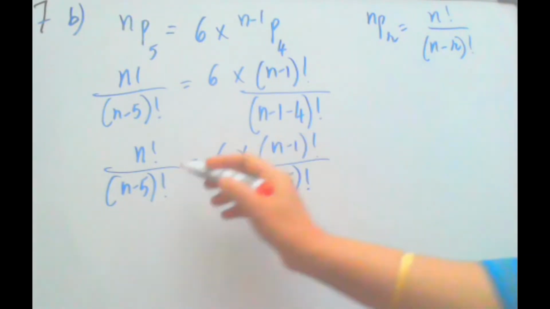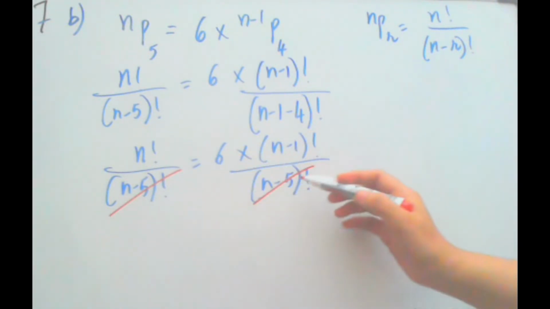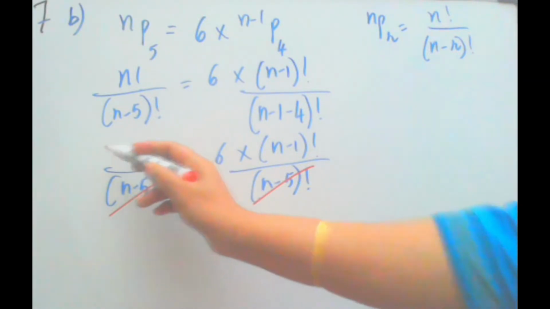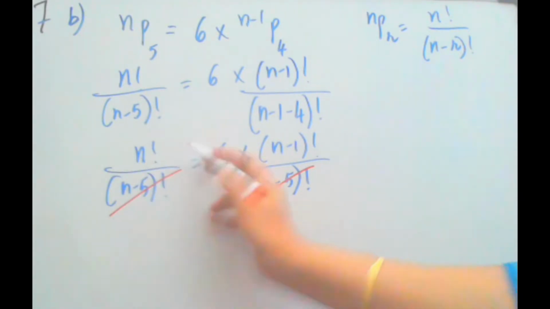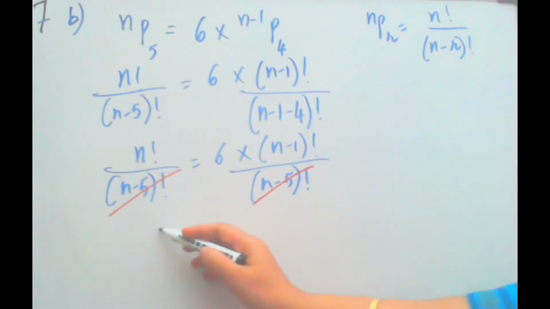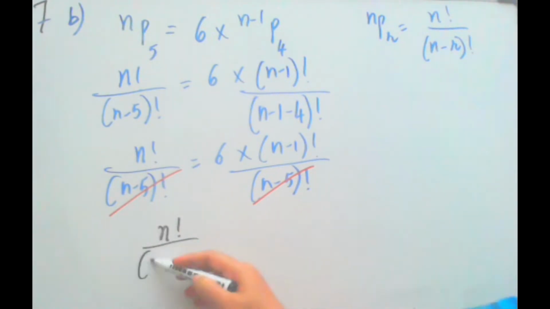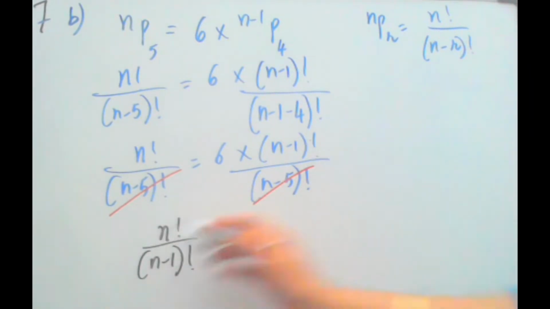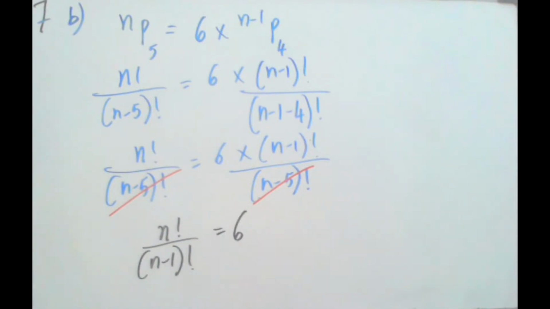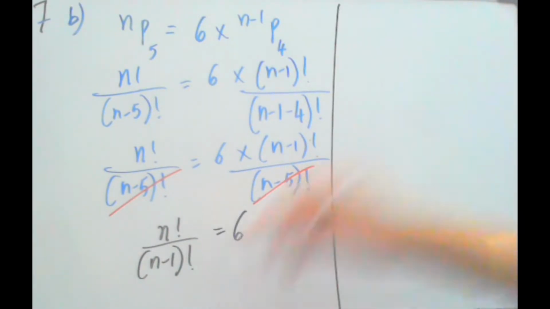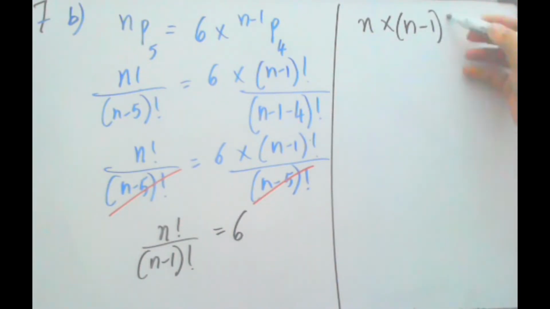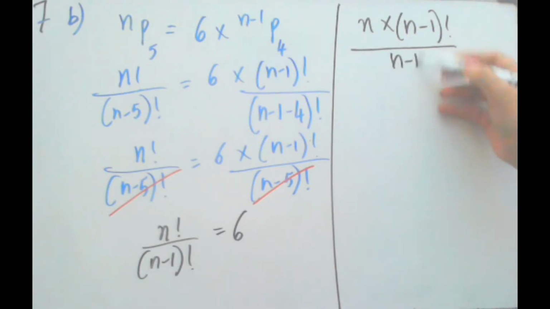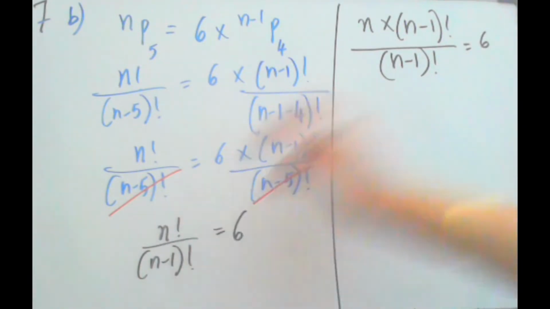So we can see that there is a common denominator on both sides, so we can cancel them. You can also think of it as taking this denominator to the other side, where it goes to the numerator; there is one bracket in the numerator and one similar bracket in the denominator, so you can cancel. So what remains is n factorial divided by n minus 1 factorial, take this n minus 1 factorial to the other side, is equal to 6. So n factorial can be written as n multiplied by n minus 1 factorial divided by n minus 1 factorial is equal to 6.